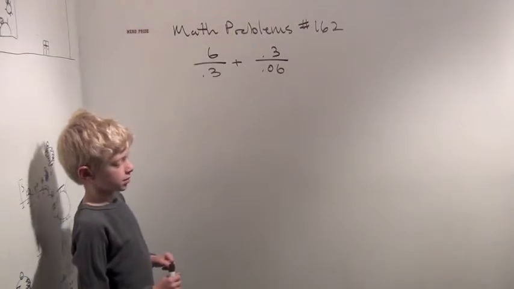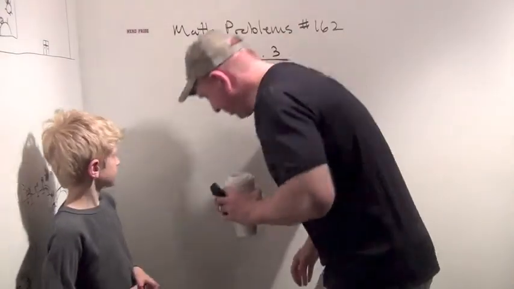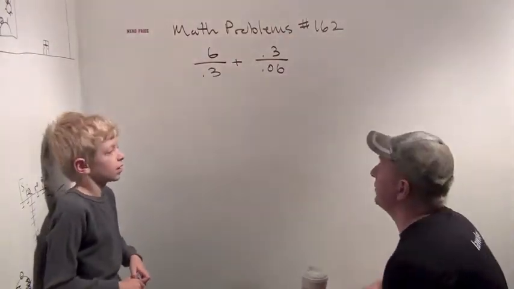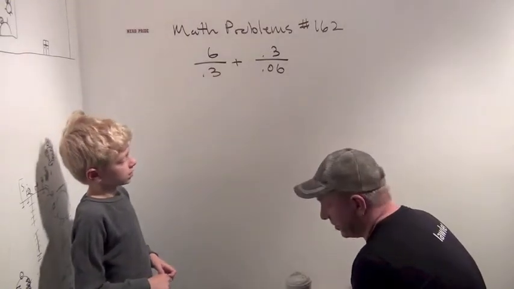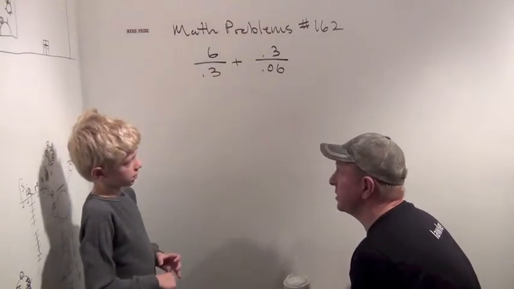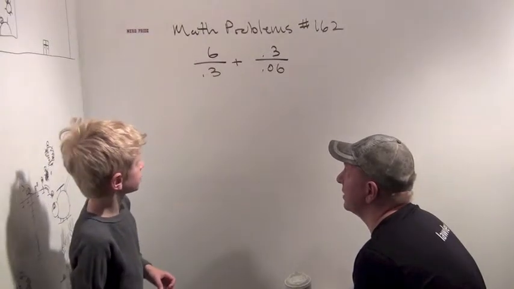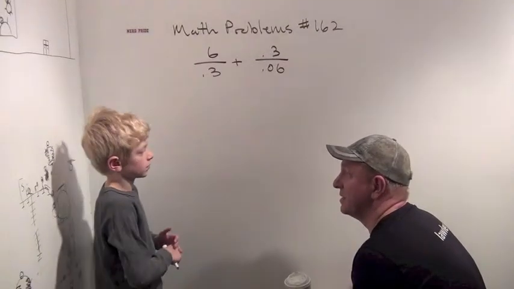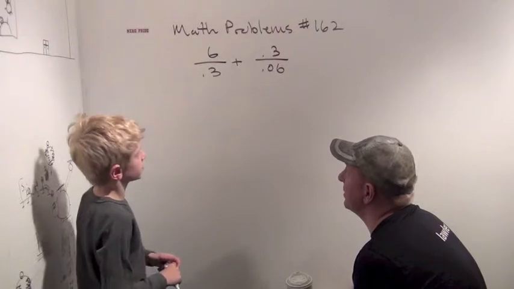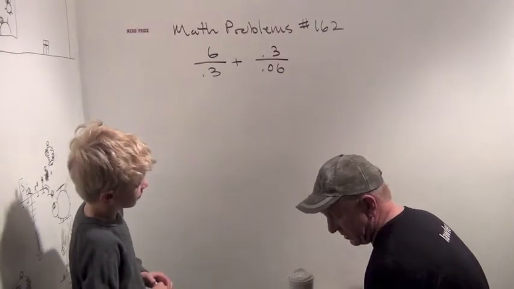So today we're going over this problem, which was one of your homework problems from yesterday, and it turned out you had a really nice solution. So I was hoping you could show your solution to this in sort of a lecture style. Okay? Yep. 6 divided by 0.3 plus 0.3 over 0.06.